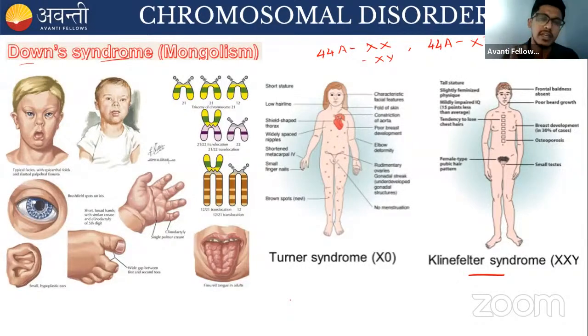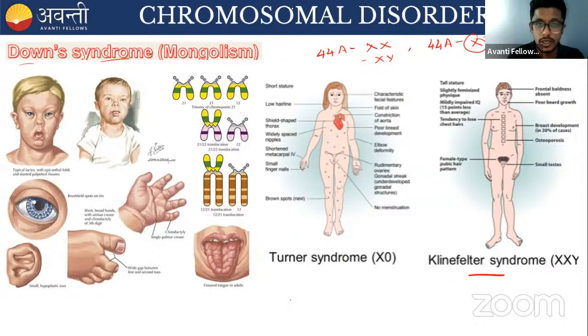The appearance is more feminine, and the reason is X holds a lot of genes that code for your body. That's why they look more female, but their stature is very short. They're not as tall as you. Second, they have a short neck and a webbed neck. They have webbed hands, and they usually have poor organ development, especially of the heart.